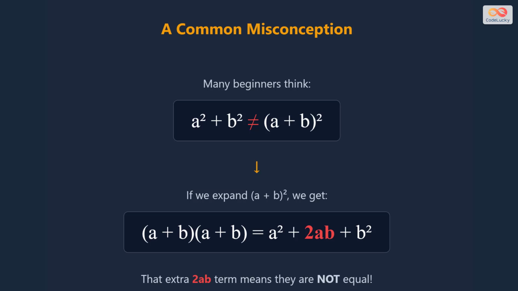A very common mistake beginners make is thinking that a squared plus b squared equals the quantity a plus b squared. This is false. If we actually expand a plus b squared, we get a squared plus 2ab plus b squared. Notice that middle term, 2ab, that is the difference. Because that term exists, the two expressions are not equal.